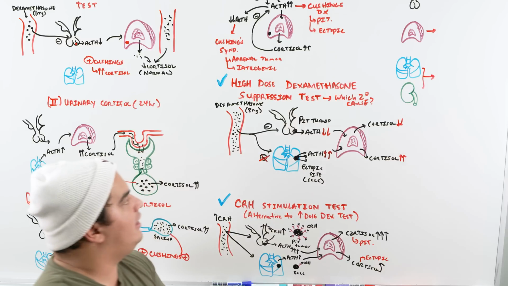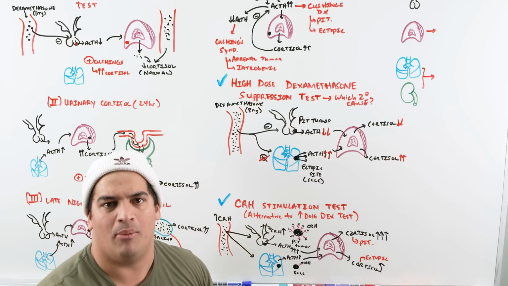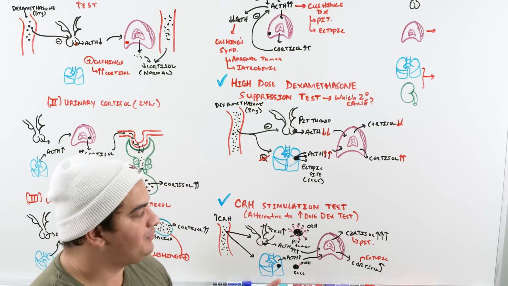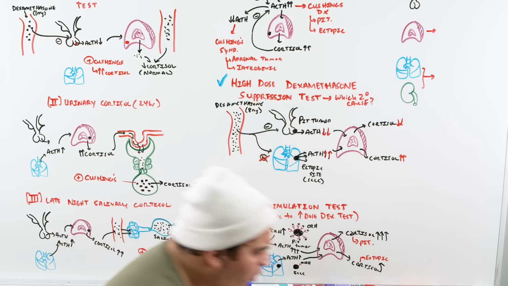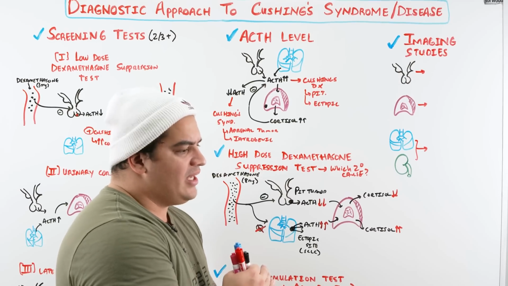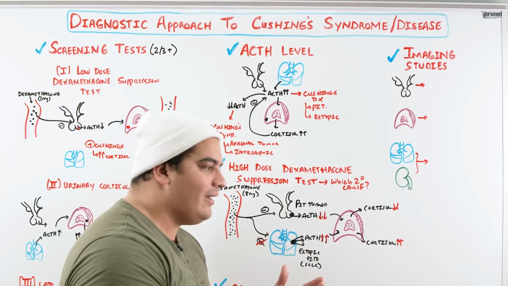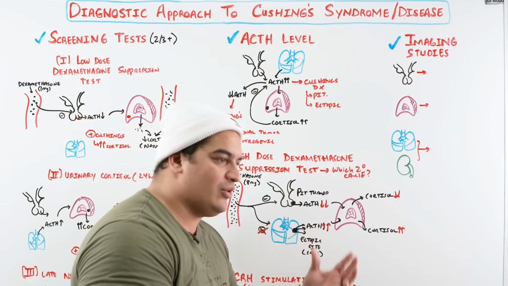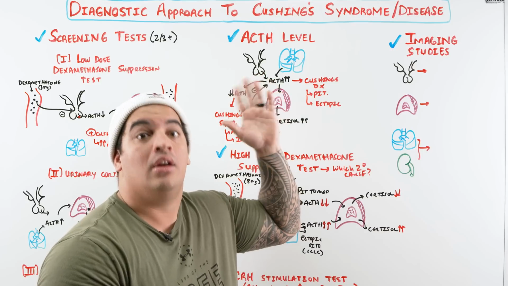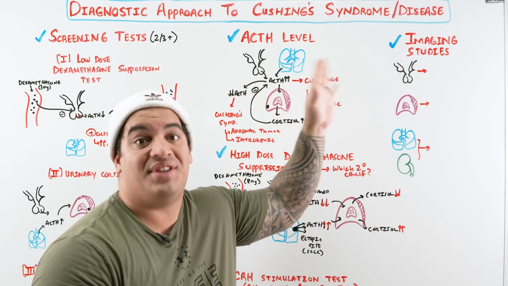I find the dexamethasone suppression test to be a little bit more easy and cleaner though. But this is an alternative, my friends. Okay, so at this point, we screened them, we found that they have Cushing's. We then said, I don't know which type. I don't know if it's secondary or if it's primary. I don't know if it's Cushing syndrome or Cushing's disease. I did the ACTH level. If the ACTH level is high, then we know it's probably a secondary or disease problem.